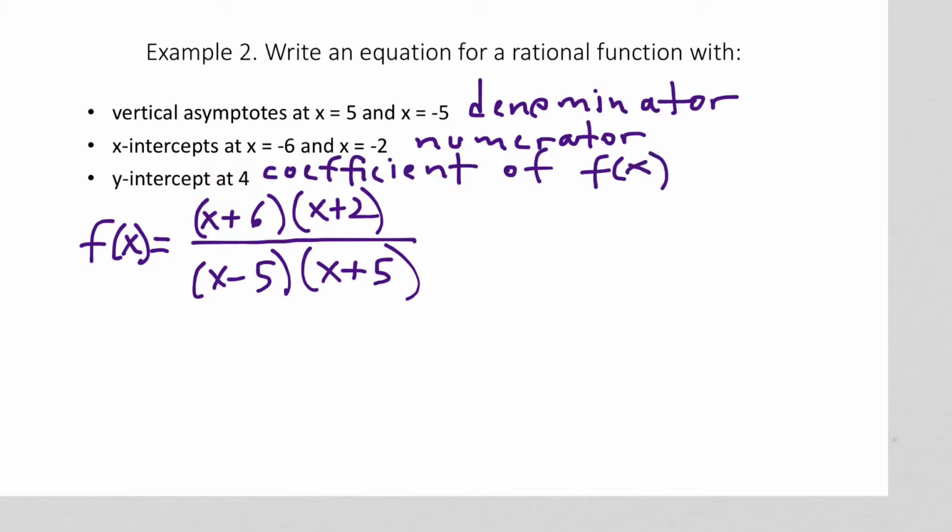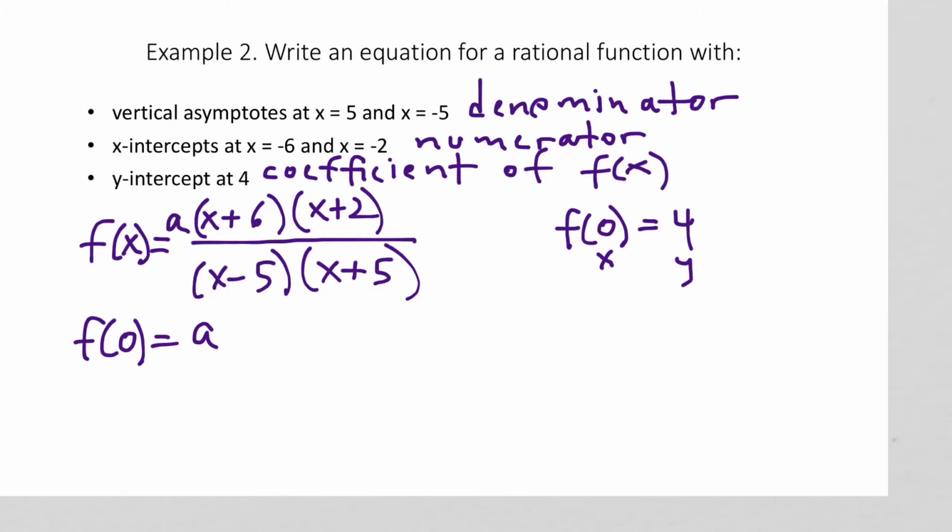When I say coefficient of f of x, what I really mean is that you could have some number out here, let's call that a dummy variable a, that causes your y-intercept to be in the place we want it. So if your y-intercept is 4, f of 0 is equal to 4. When x is 0, y must be 4, and that'll pin down that value of a. So f of 0 is equal to a times.